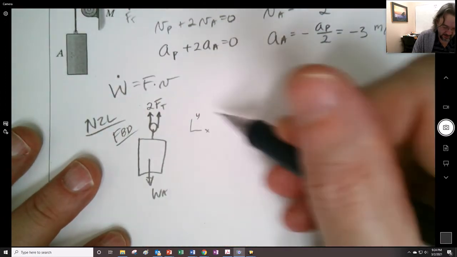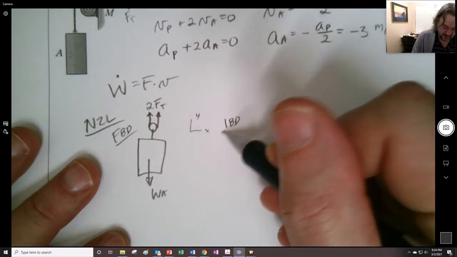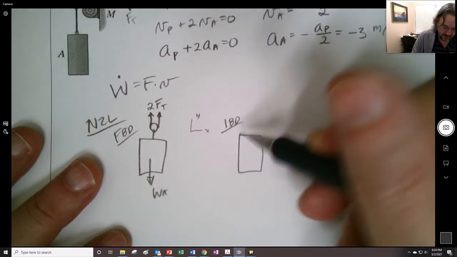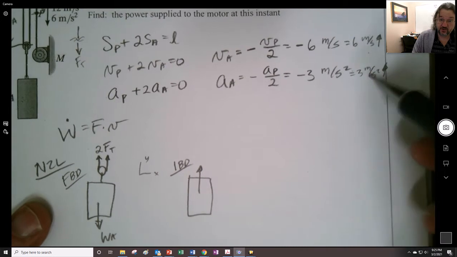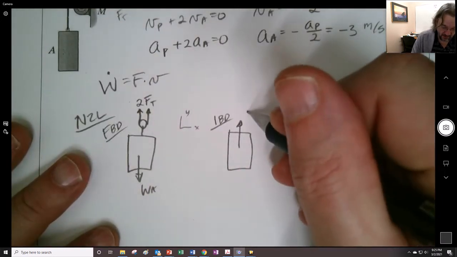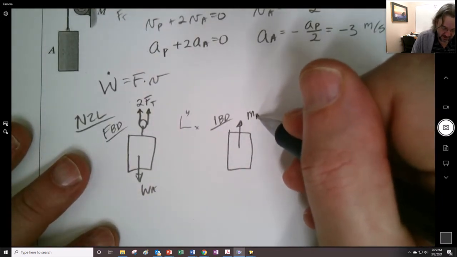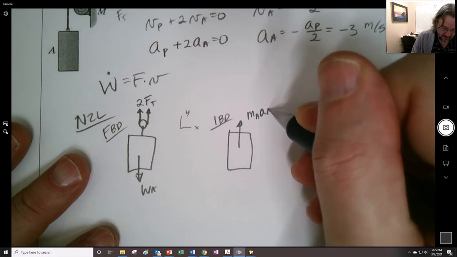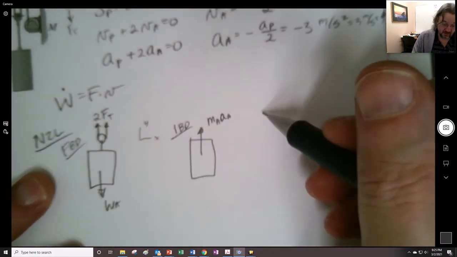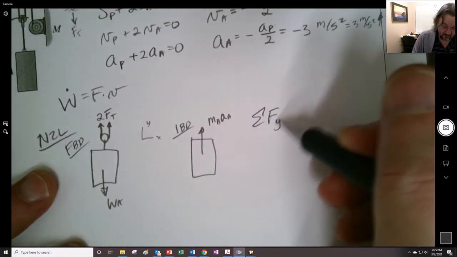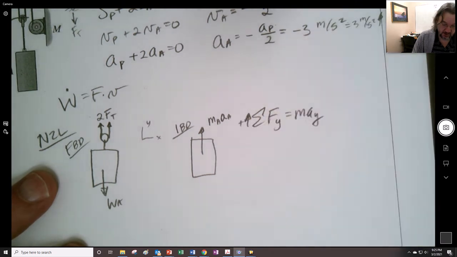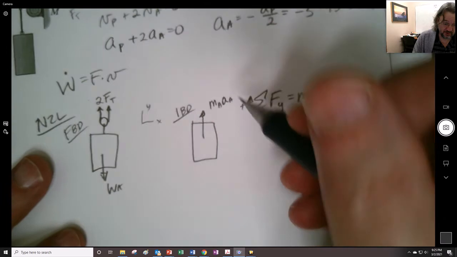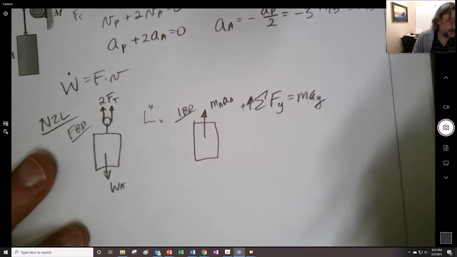And here's the X, and here's the Y, and here's the free body diagram of the thing, and it is accelerating upwards at 3 meters per second squared, right there, right? So this is the mass of A and the acceleration of A. So we say the sum of the forces in the y direction equals mass times acceleration in the y direction, declaring that being upwards right here.